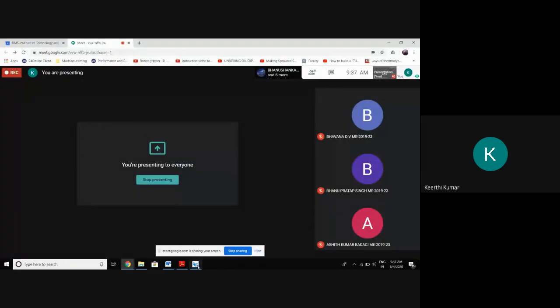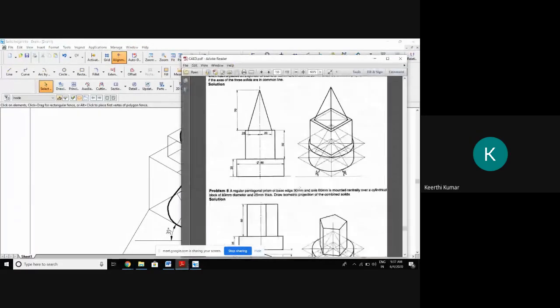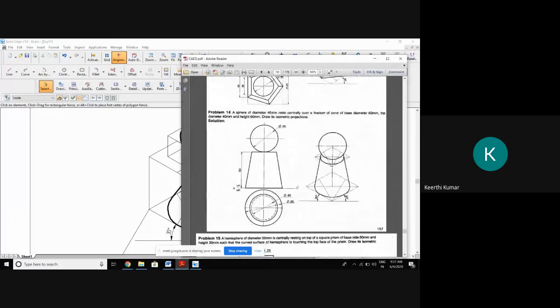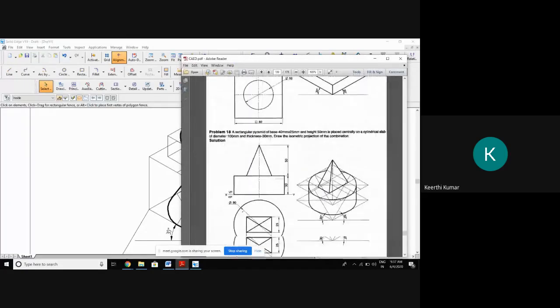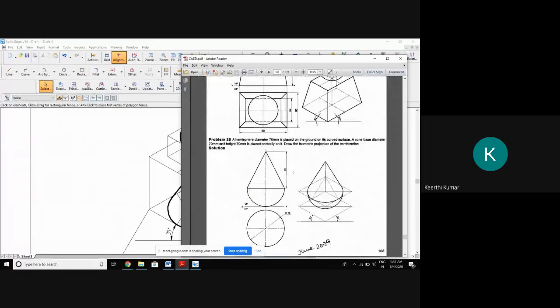Next problem is a similar one. I'll show you what is this small change. We'll go for this. See, what is the question given? Can I read? A hemisphere of diameter 70 is placed on the ground on its curved surface. A cone of base diameter 70 and height 70 is placed centrally on it. Draw the isometric projection of the combination.